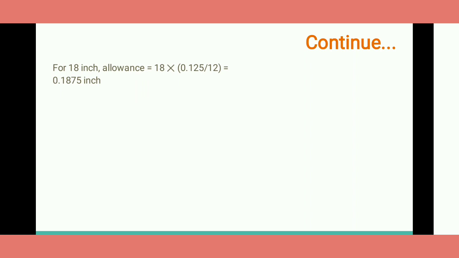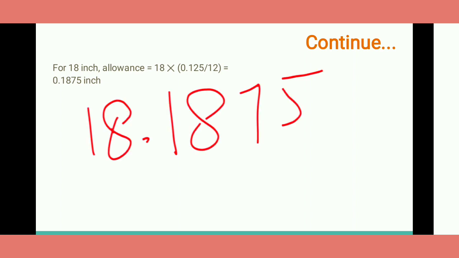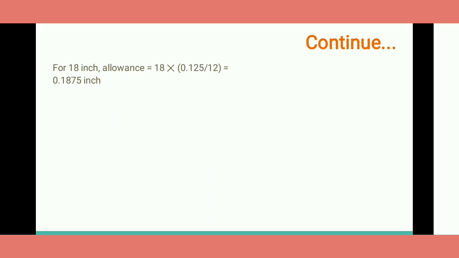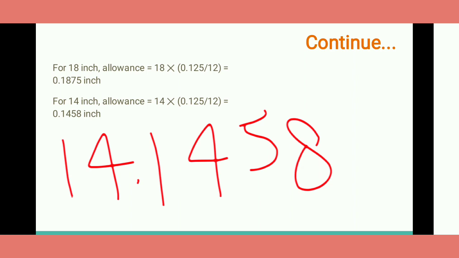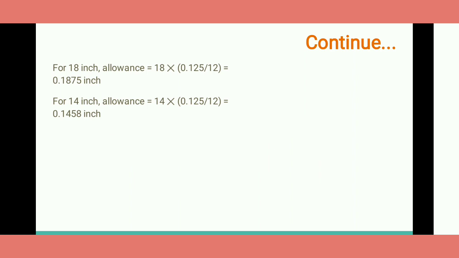Now this is the contraction. It means if you have to prepare a casting of 18 inches, then you have to take the dimension of the pattern as 18.1875. Similarly, for the 14 inches, the allowance will be 14 into 0.125 by 12, that is 0.1458. So the final dimension of the pattern for the width will be 14.1458. Next is the 8 inches. The allowance will be 8 into 0.125 by 12, so 0.083.